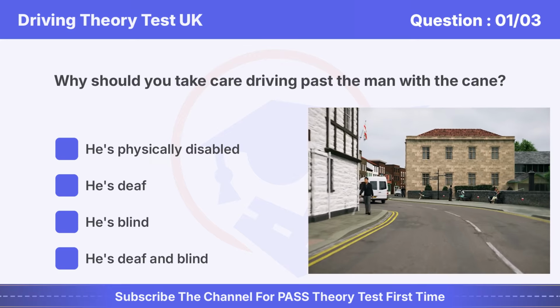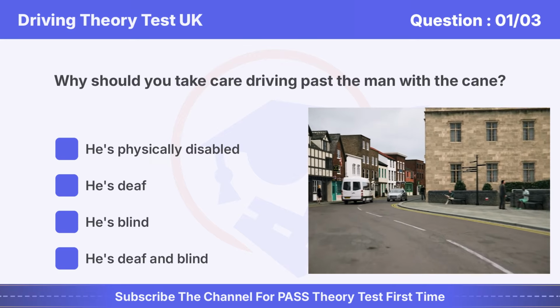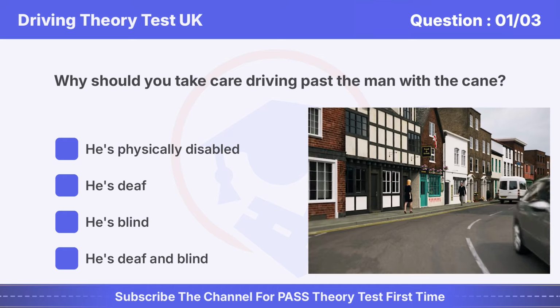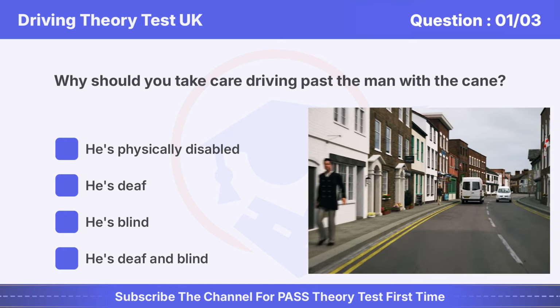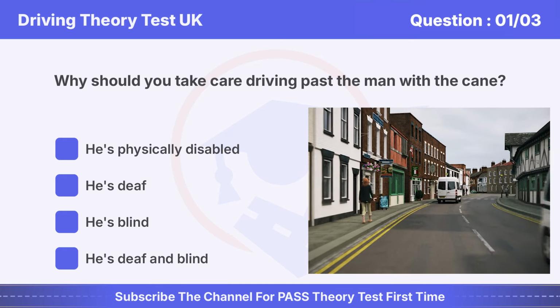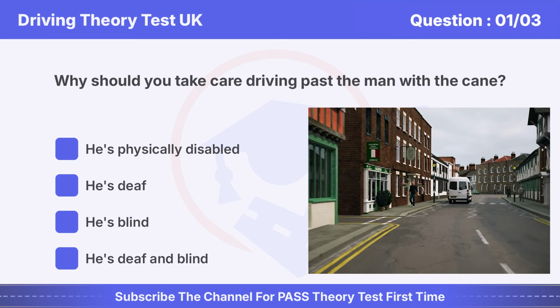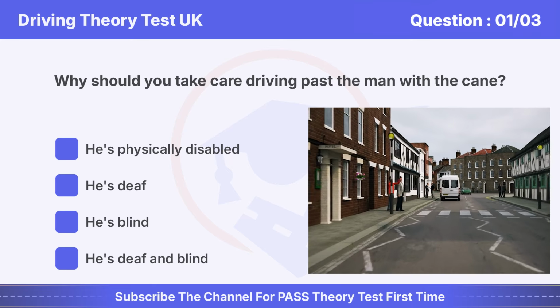Question 1. Why should you take care driving past the man with the cane? Option A. He's physically disabled. B. He's deaf. C. He's blind. D. He's deaf and blind.